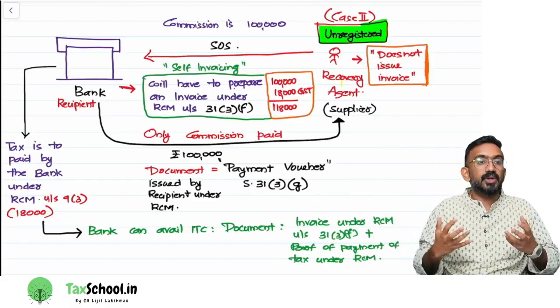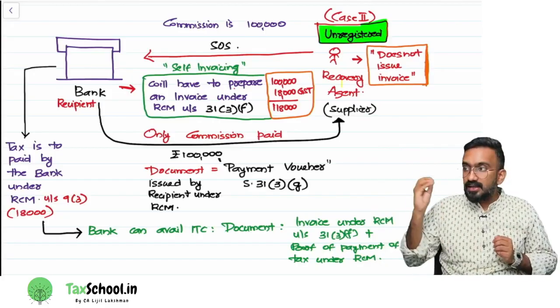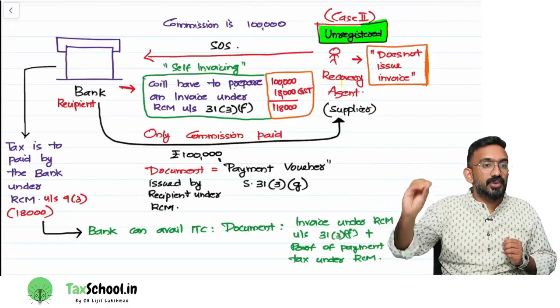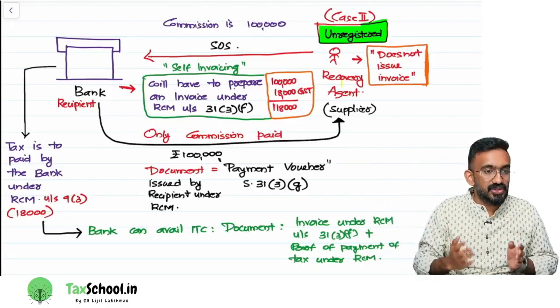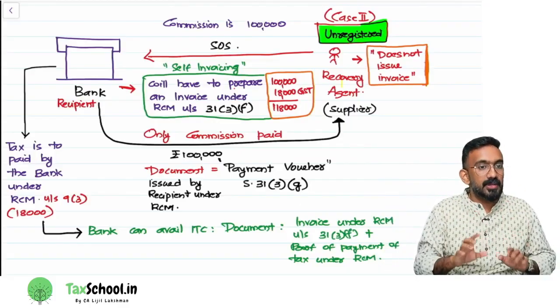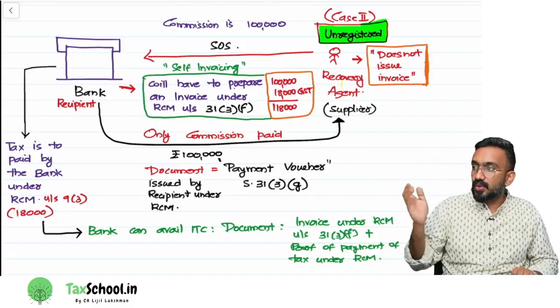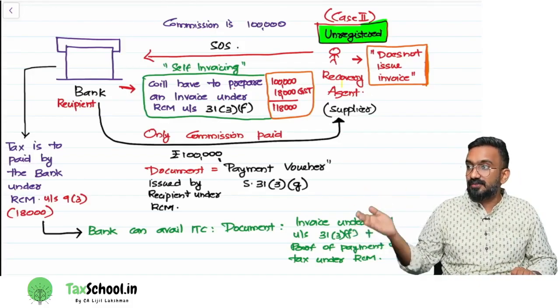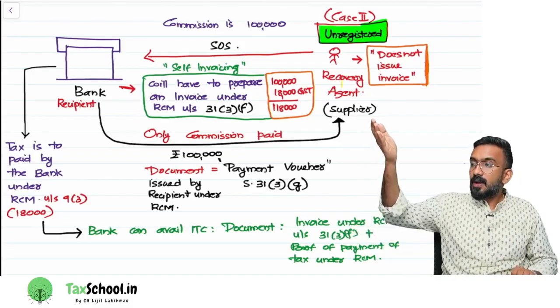Now, to take the input tax credit, the bank needs to have an invoice. Here, the recovery agent cannot issue an invoice because the recovery agent is not registered. In that case, the bank by itself will issue an invoice and keep it with them. This in GST is called self-invoicing under 31(3)(f). You can see I have written it there.